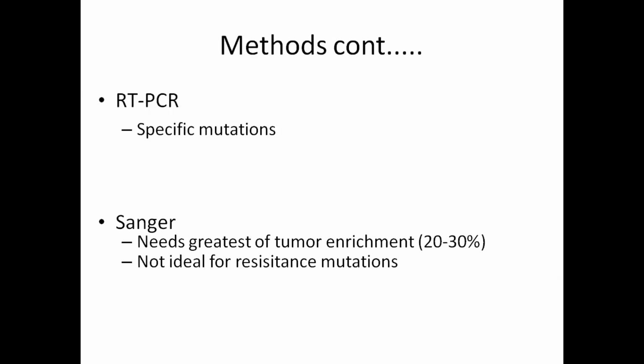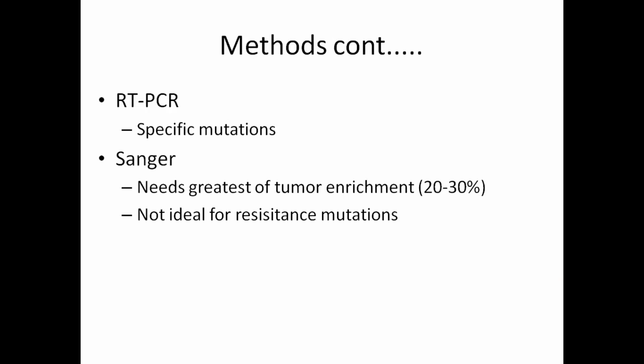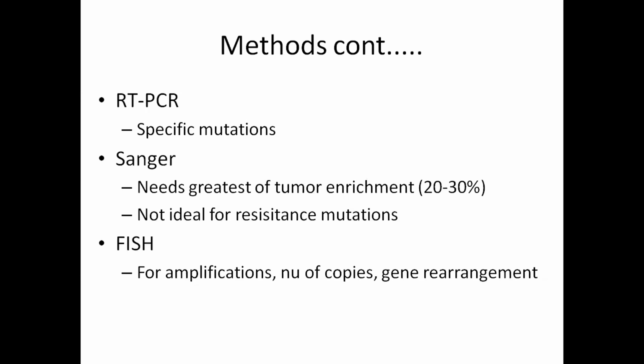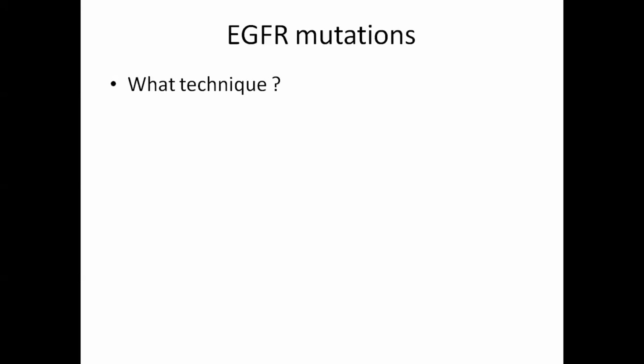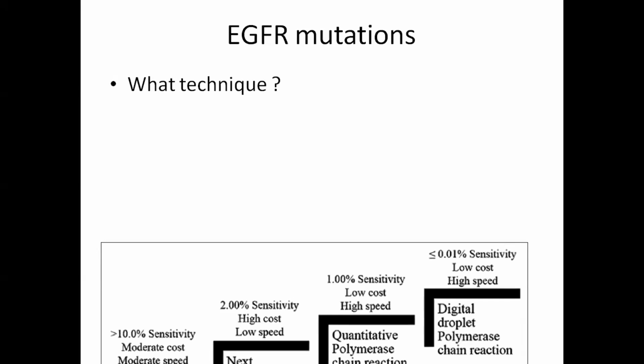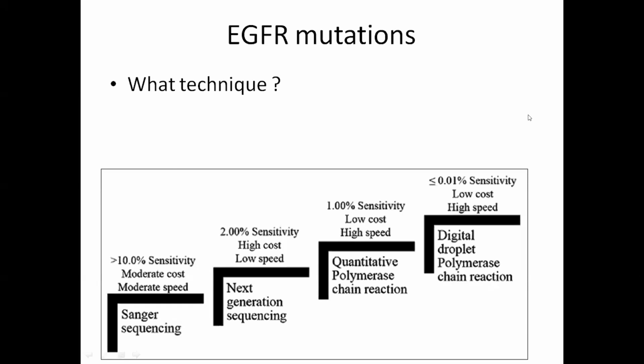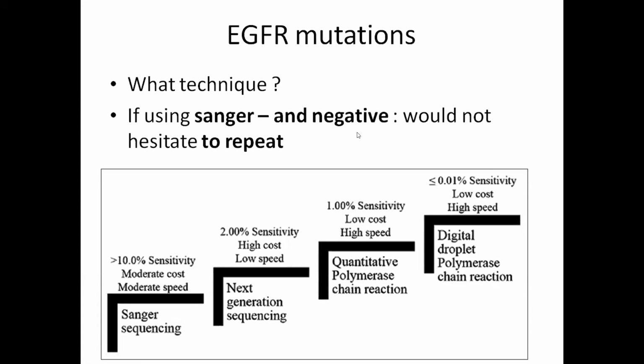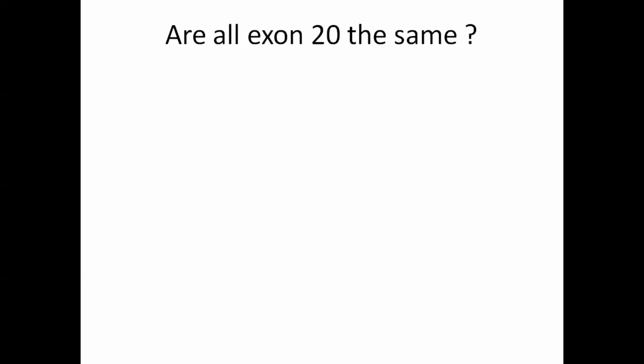RT-PCR is for specific mutations. Sanger, as spoken last time, needs a good amount of tumor enrichment, 20 to 30%. It is not ideal when you're looking at a progressive patient, and it is not ideal for resistant mutations. FISH is for amplification, number of copies and gene rearrangement. EGFR: which technique? You could use anything. But the take-home point is, if you use Sanger and it is negative, do not hesitate to repeat with a more sensitive platform.